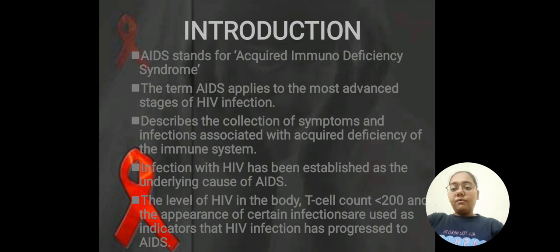The level of HIV in the body, a T cell count of less than 200, and the appearance of certain infections are used as indicators that HIV infection has progressed to AIDS.